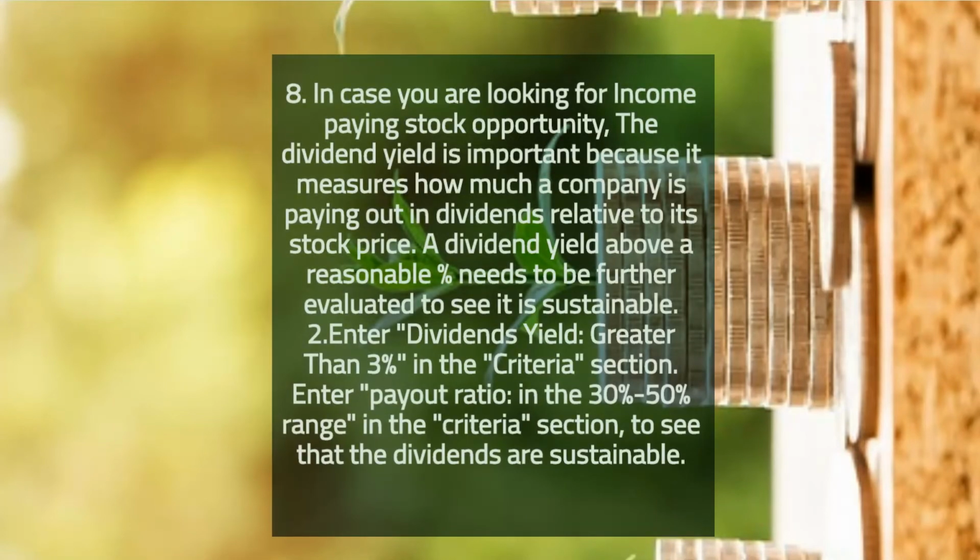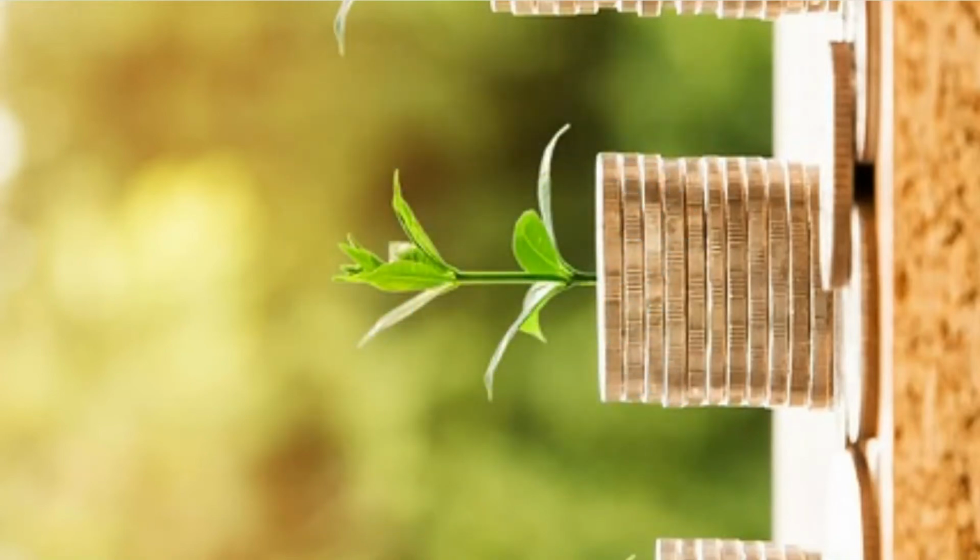8. In case you are looking for income-paying stock opportunities, the dividend yield is important because it measures how much a company is paying out in dividends relative to its stock price. A dividend yield above a reasonable percent needs to be further evaluated to see if it is sustainable. Enter dividend yield, greater than 3% in the criteria section. Enter payout ratio, in the 30% to 50% range in the criteria section, to see that the dividends are sustainable.